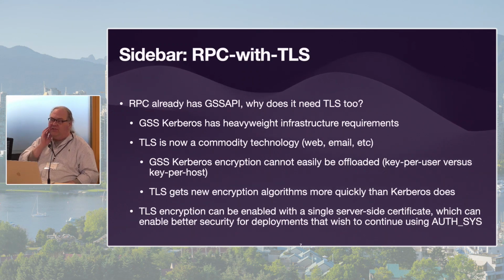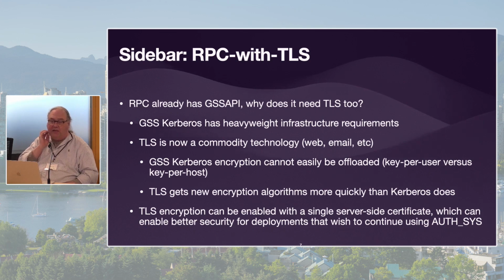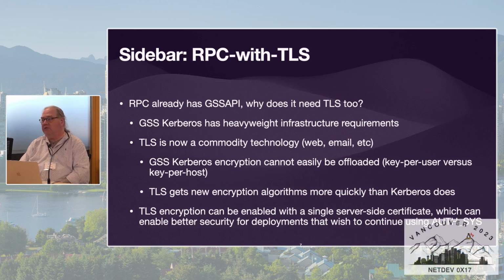Anyone who's familiar with RPC might know that we've had GSS API for a long time to provide our cryptographic levels of security. And it certainly does have an encryption mode, krb5p. So why do we need TLS? Well, it turns out that krb5p doesn't work very well in certain environments that are actually quite common these days.